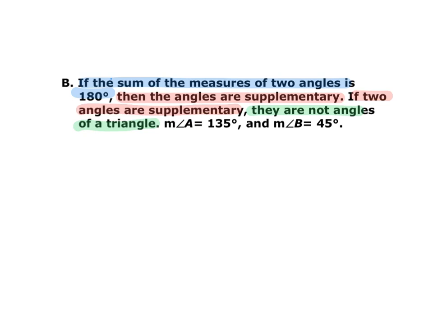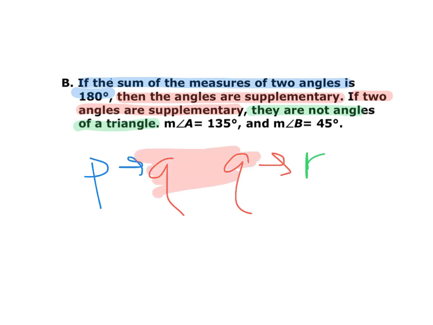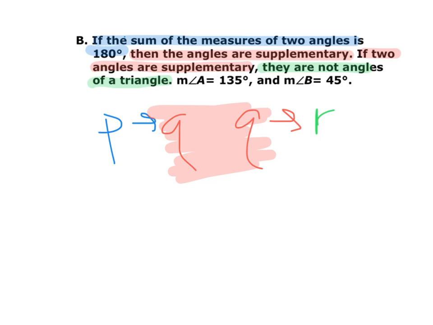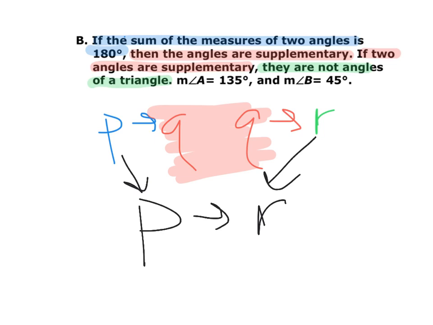So we have P, then Q from the first sentence, and Q, then R from the second. The two middle terms are the same. So what can we imply about P, Q, and R? That P, then R is true. So we're taking the P, and we're taking the R. We're just dropping the middle terms.